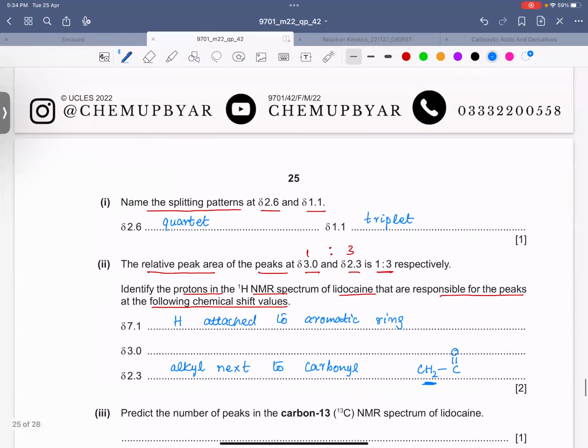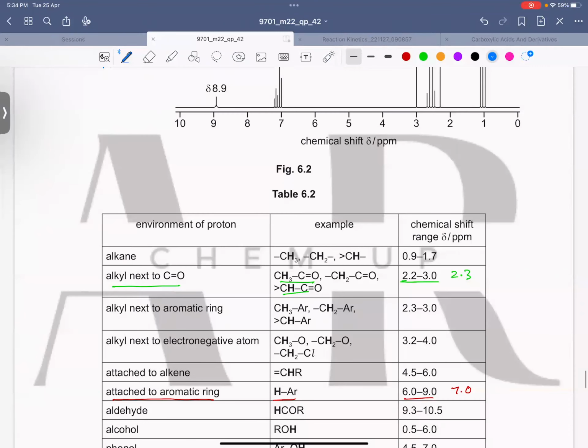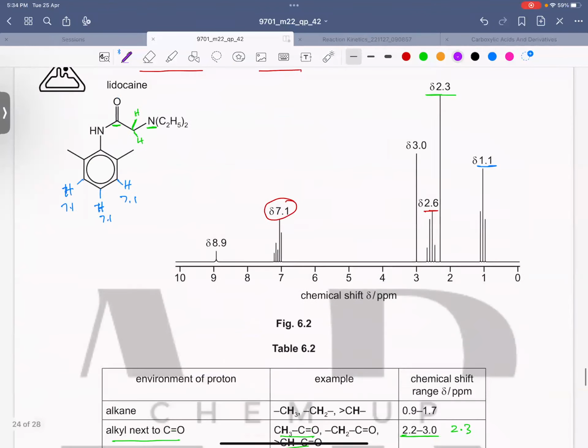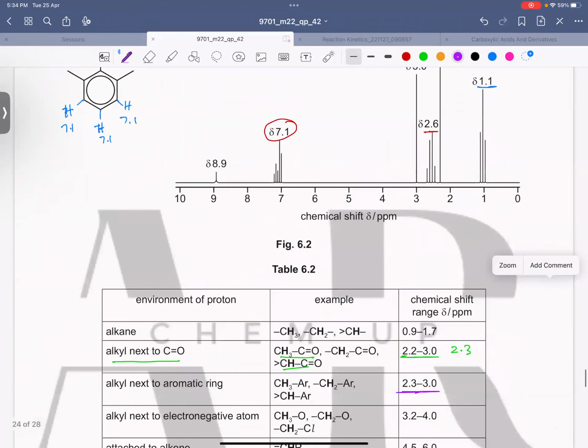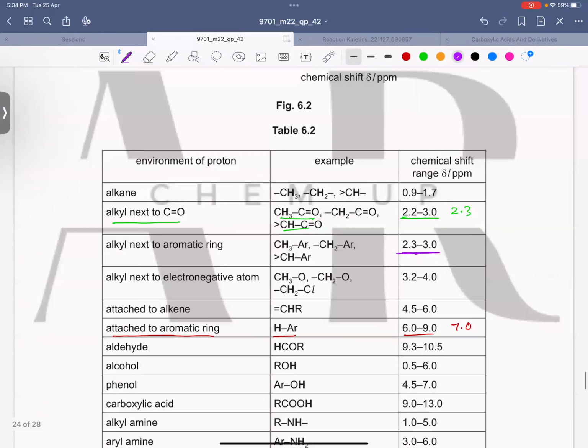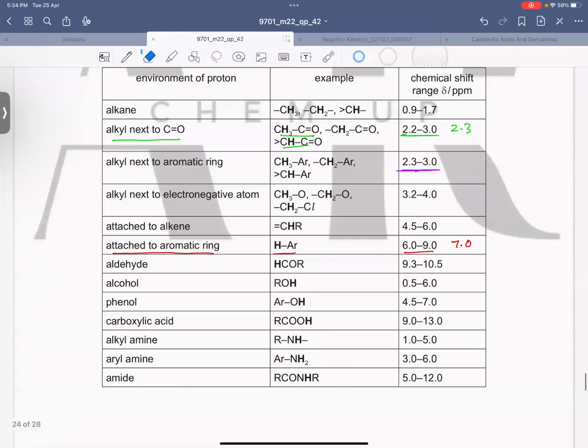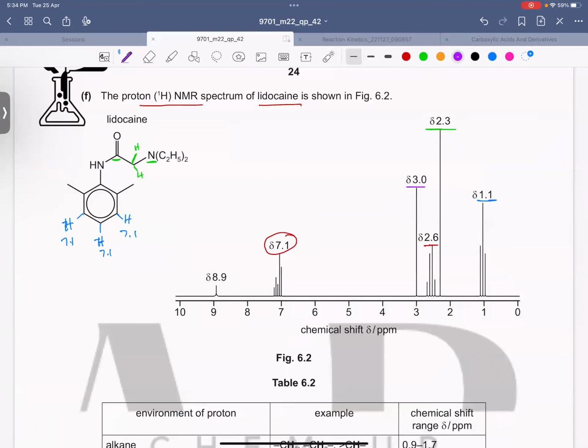Okay, see over here we have this one as well. Just wait. Now think. If you see over here, this is also a singlet and this one is a singlet. So it means in their neighbor there are no protons.